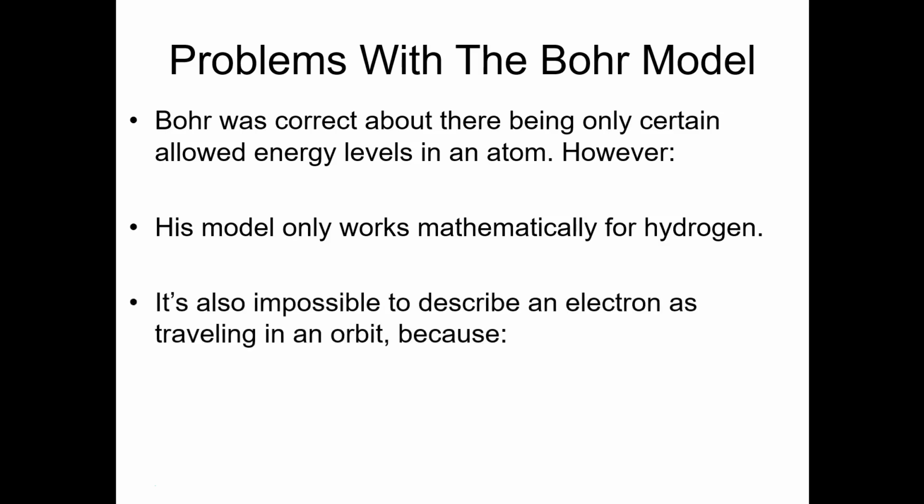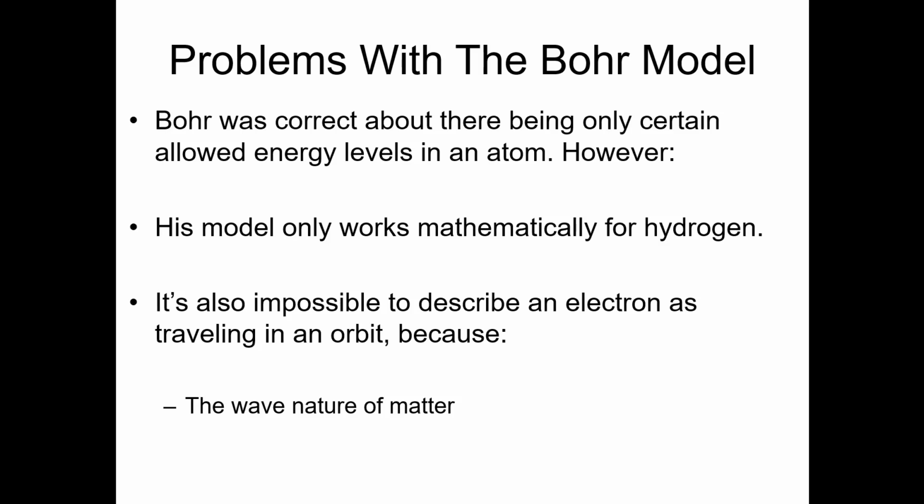Then you have these other problems. It's impossible actually to describe an electron as traveling in an orbit, which is what Bohr proposed, for a couple of reasons. One is this thing that I mentioned at the very beginning of the video, that matter behaves like a wave. It's kind of a strange thing to think that if I'm walking down the street, I am actually behaving both as a particle walking down the street and as a wave flashing down the street.